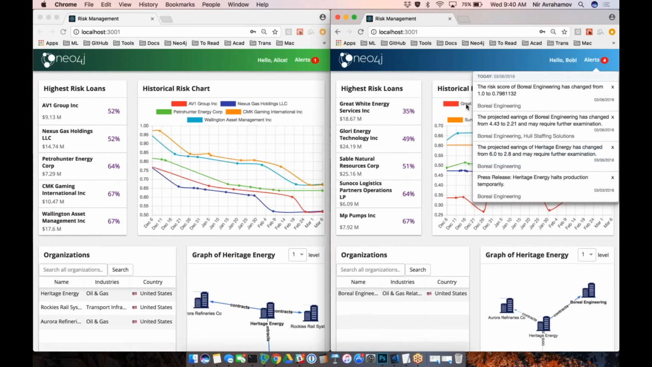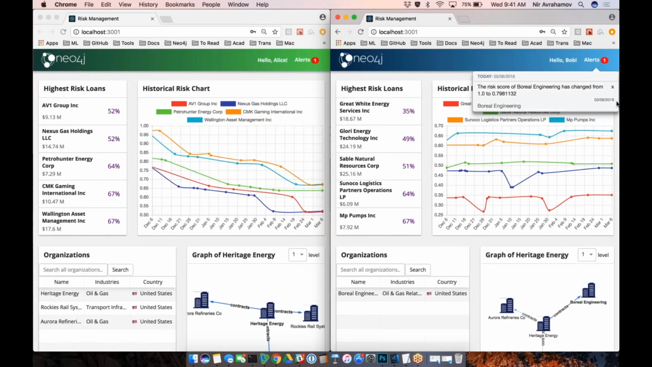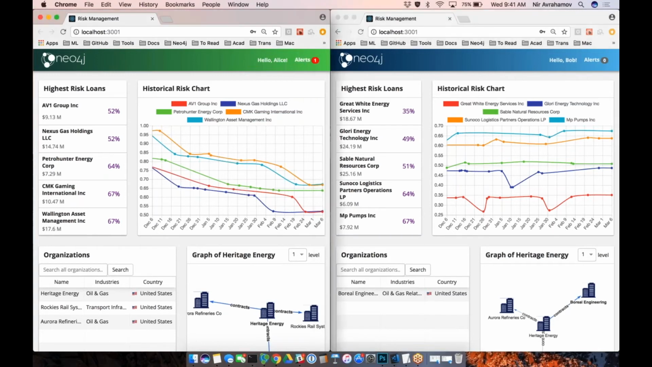So you can see the risk score now. Bob just got another alert that the risk score has changed from 100% to 79%. So there is an added risk to that loan. But the loan is still pretty good. I mean, 80% level is still pretty good. So we keep moving on and going to the next market update.